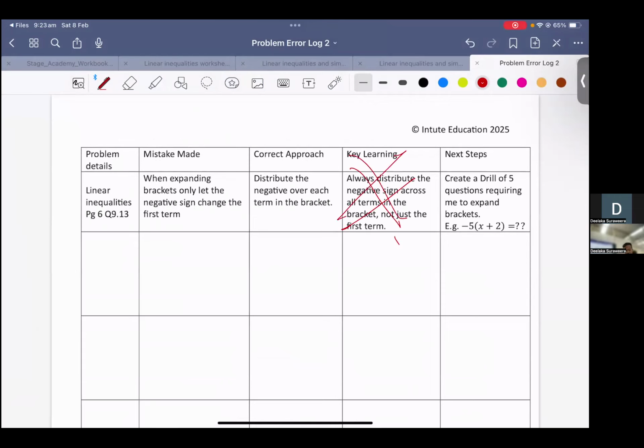I think the next important thing is next steps, which is what are you going to do to fix it? Create a drill. Do you have to create a drill? You can come up with something on your own, but this is an example one. Quick, it doesn't have to be 5, maybe 2 or 3, right? Where you just literally write basic drills and you drill it into your mind. You're not going to make this mistake again, because each time you have to do a drill, right?